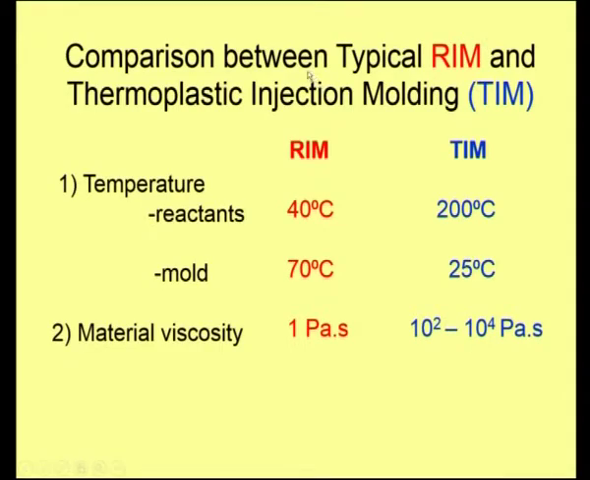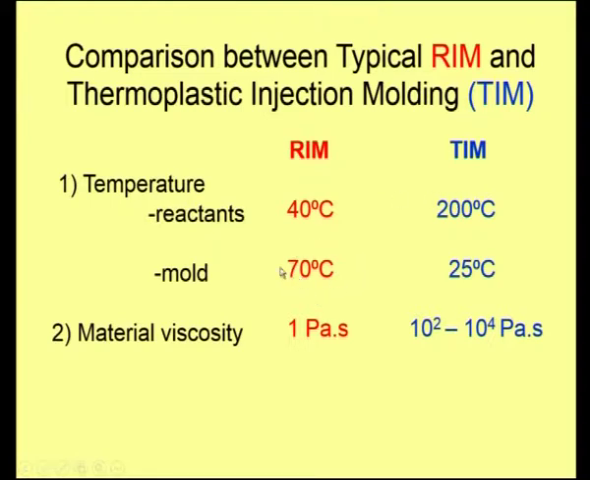Now if you compare the reaction injection molding process with conventional injection molding or thermoplastic injection molding, look into the temperature, both the temperature of the reactants as well as the temperature of the mold. Normally in conventional injection molding the mold temperature is kept at the Tg or Tm of the polymeric system. In reaction injection molding, the reactants need not be at a high temperature. 40 degrees Celsius itself is enough, whereas in the conventional process it will be not less than 200 degrees Celsius, that too the melt temperature of the polymer.